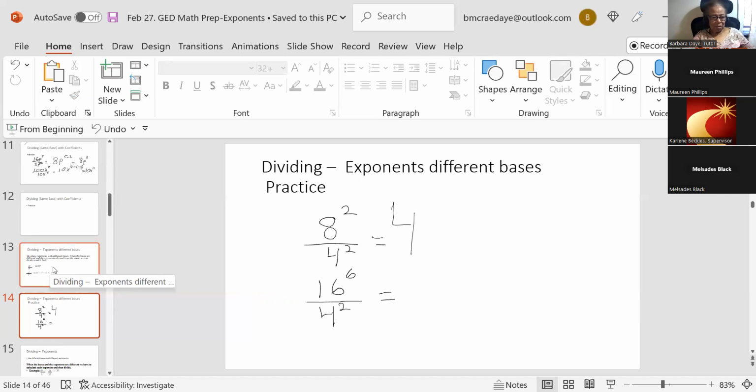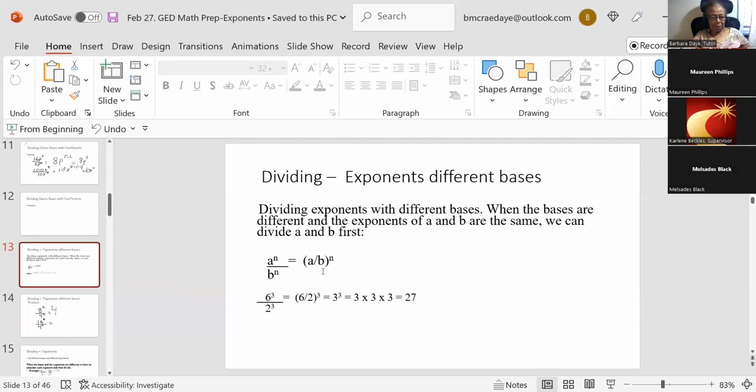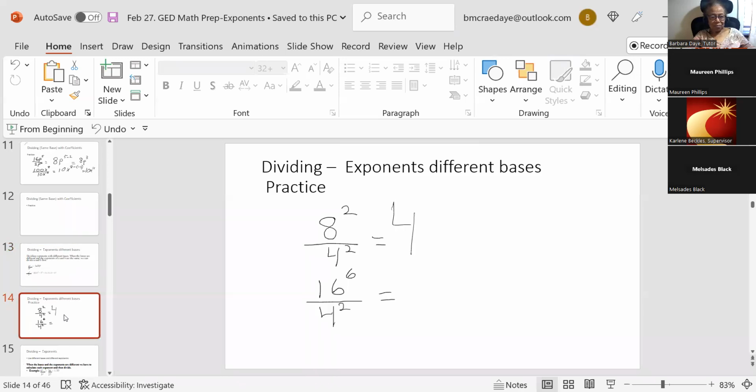Let's go back here. You have different bases, right? Yes. Same power. So 6 over 2, and then to the third power. Same power. Now let's go back here. So what's the answer? 4 to the second power.